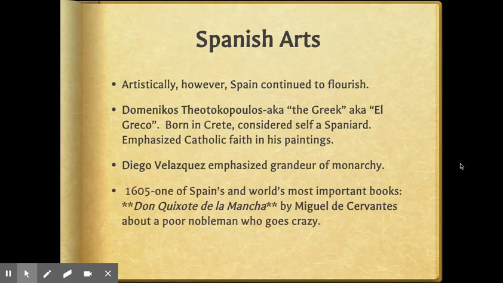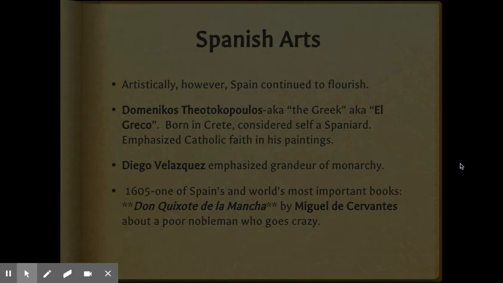And probably the most important book in Spain's history, Don Quixote de la Mancha, was written by Miguel de Cervantes at this time, and it was meant as a criticism of the rich. If you read or watch Man of La Mancha, that's what this is about.